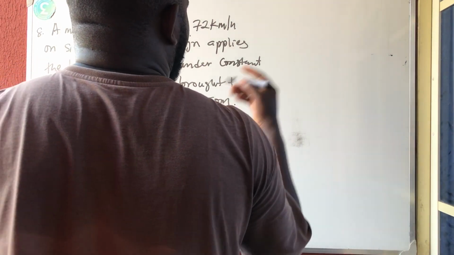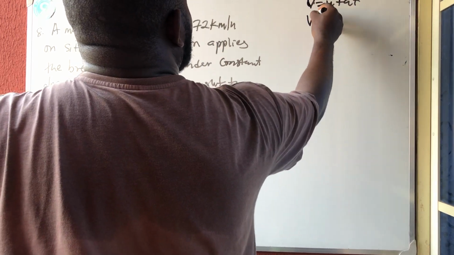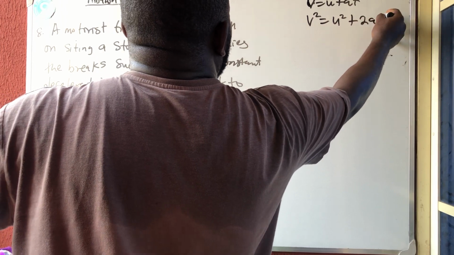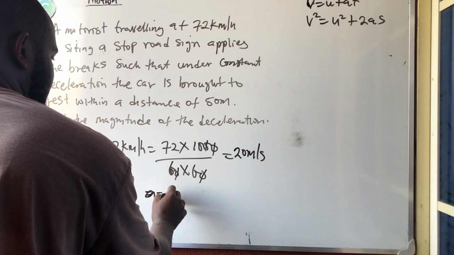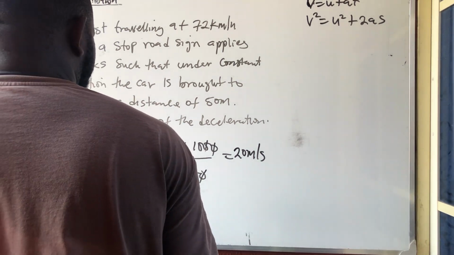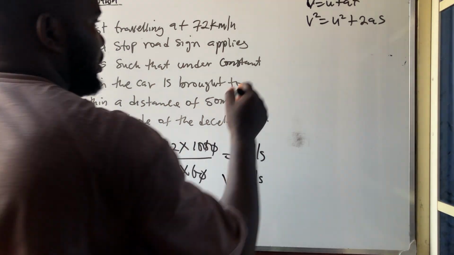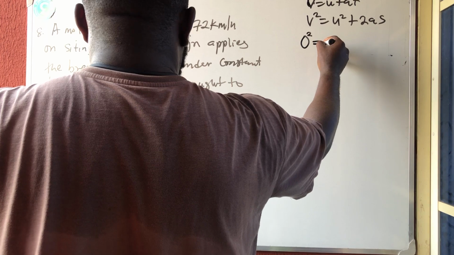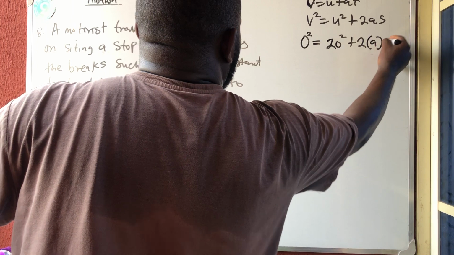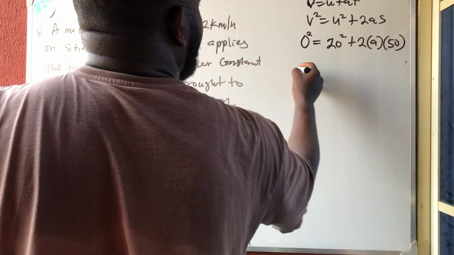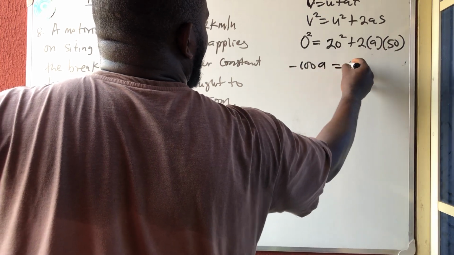So we have v = u + at, and v squared is equal to u squared plus 2as. Can we use this one? Yes, because they're asking us a, but that a will be negative. The final velocity is 0 meter per second, because the car came to rest. So 0 squared is equal to 20 squared plus 2 times a times 50. So I'm having minus 100a is equal to 400.